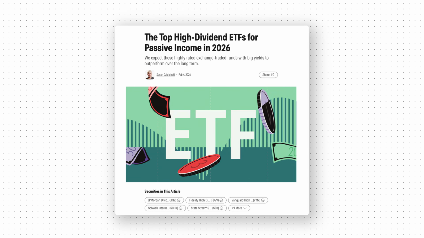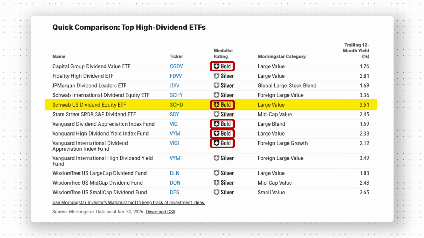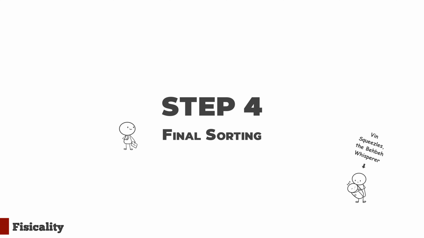According to a January 2026 report from Morningstar on the top high-quality, high-dividend ETFs, SCHD is one of only 5 Gold Star ranked ETFs and also has the highest trailing 12-month dividend yield of all of the top listed dividend ETFs. Step 4, final sorting.